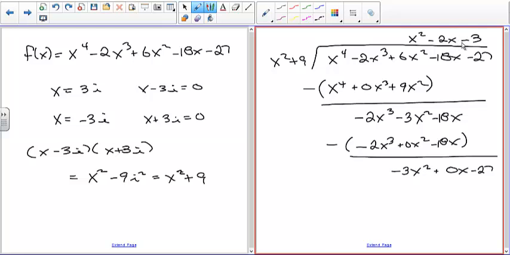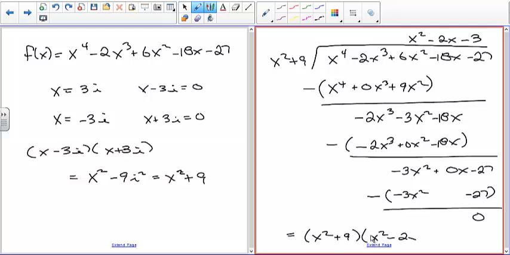Negative 3 times x squared is negative 3x squared. Negative 3 times 9 is negative 27. Really subtracting it, you get 0. Okay, so what that means is that this original polynomial can be rewritten as x squared plus 9 times x squared minus 2x minus 3.